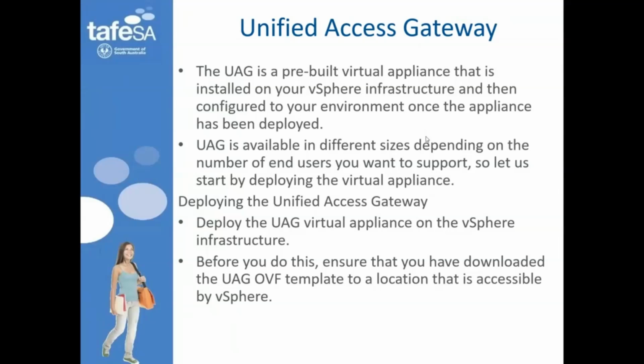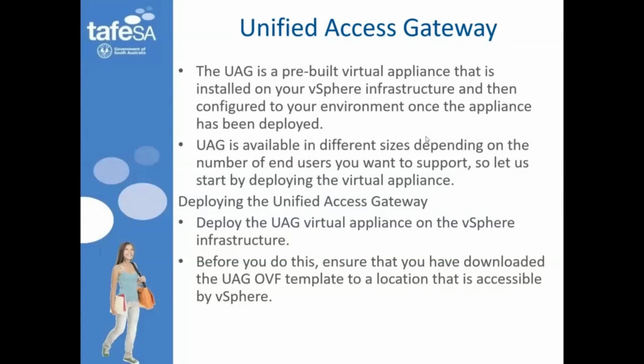The UAG, or Unified Access Gateway, is a pre-built virtual appliance, a bit like our vCenter server, if you remember when we deployed it from an OVA. It's a virtual appliance that's installed on your vSphere infrastructure, so it becomes a virtual machine, and then configured to your deployment once that appliance has been deployed. The UAG is available in different sizes, depending on the number of end users you want to support. Obviously, a higher amount of end users would result in a more demanding UAG as far as resources go.